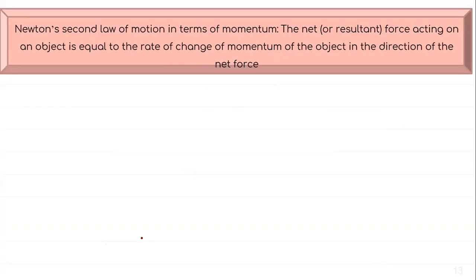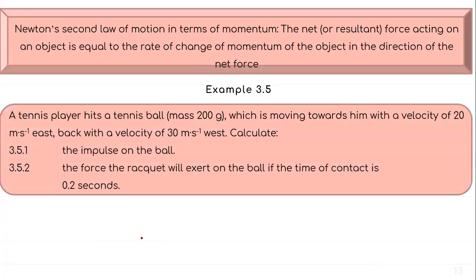So how do we state Newton's second law in terms of momentum? We say the net force acting on an object is equal to the rate of change of momentum of the object in the direction of the net force. And why are we saying that? Because if you take that formula, F net delta T is equal to delta P.